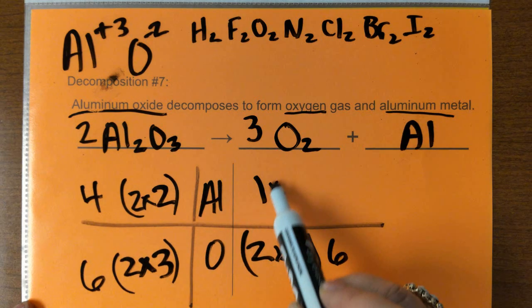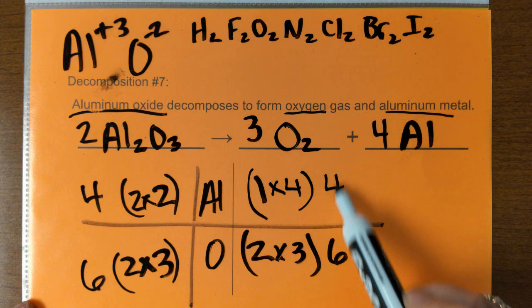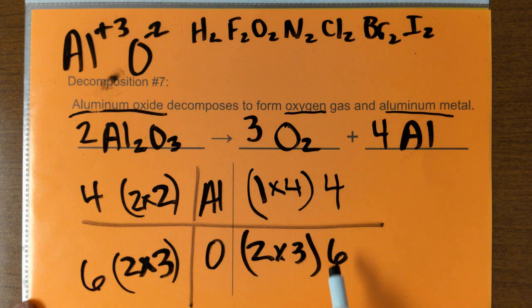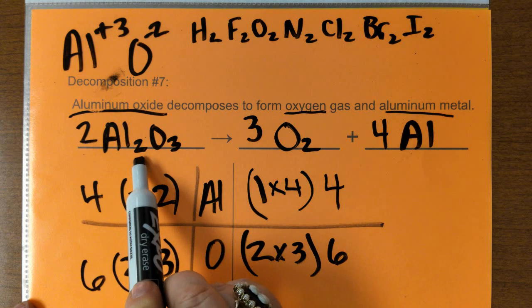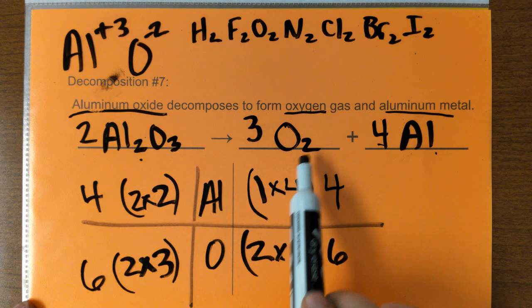So now let's balance this side. I would need to multiply by 4. That gives me 4. So I'm 4, 6, 4, 6, all balanced. 2 times 2 is 4, 4. 2 times 3 is 6, 3 times 2 is 6.